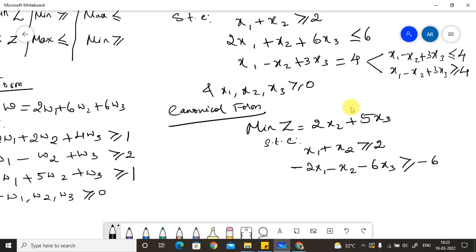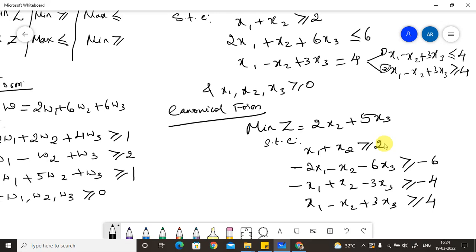So again let me convert that into canonical form. The first one has the less than or equal to symbol, and I want greater than or equal to, so we convert it. It becomes minus x1 plus x2 minus 3x3 greater than or equal to minus 4, and the last one remains as it is: x1 minus x2 plus 3x3 greater than or equal to 4. So this is your canonical form.